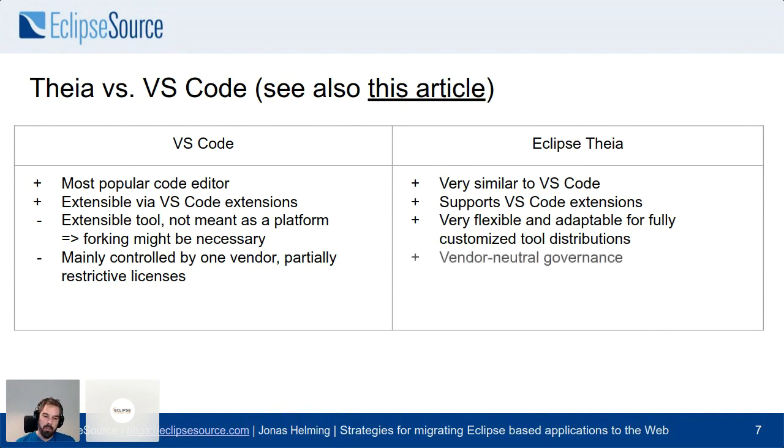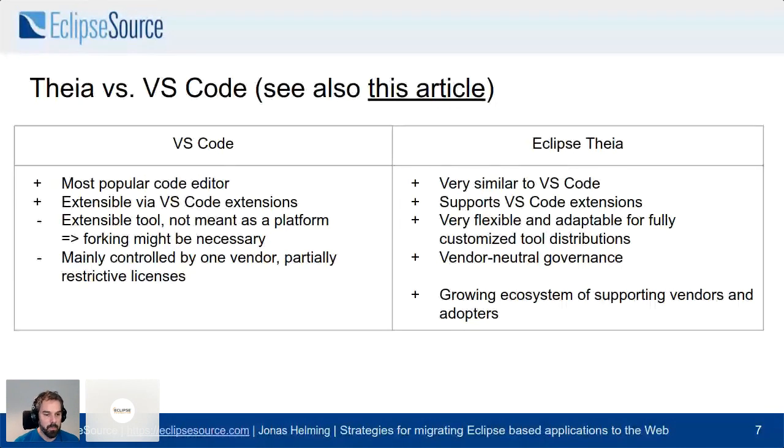Now, Theia as a platform has a vendor-neutral governance hosted at the Eclipse Foundation, and consequently a growing ecosystem of supporting vendors and adopters. And you really have an ecosystem there. VS Code has a huge ecosystem, for example, of extension providers. And if you look at the marketplace, it's actually amazing how many features you get there, and that's super great. But there's not really a dedicated ecosystem for people adopting VS Code as a platform, again, because it's not a foreseen use case. While Theia is a place where people that adopt the tool basically can meet, can contribute to the project, and can coordinate their efforts.